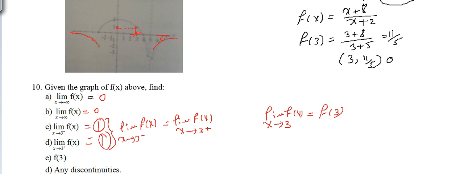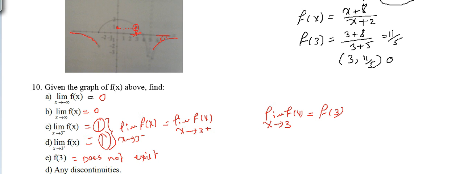Here it depends. I don't know if this point was a hole or not. If we have a hole, and I think so, like a small circle, this means f of 3 exactly does not exist. If not, it will be equal to 1 also. So f of 3 does not exist. Let us consider it does not exist.